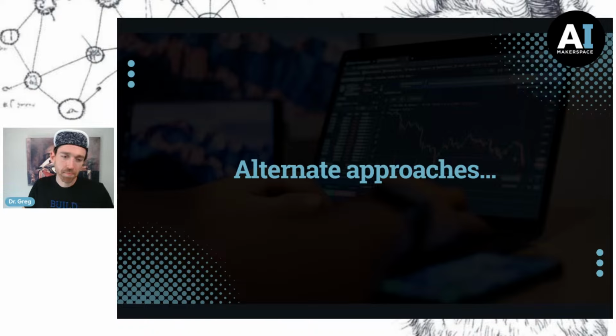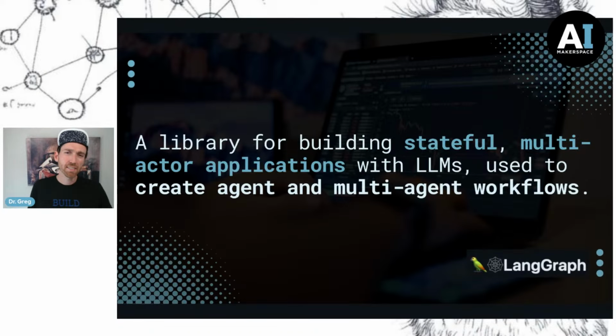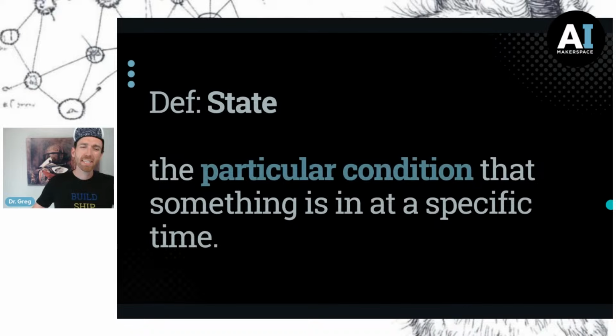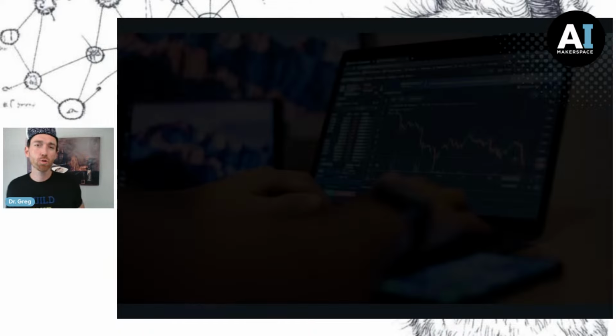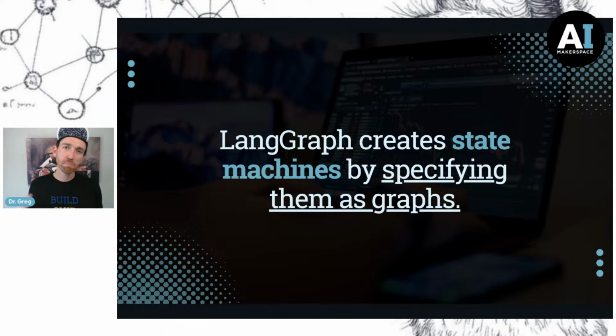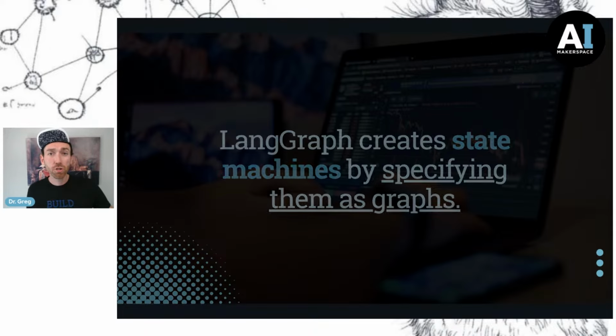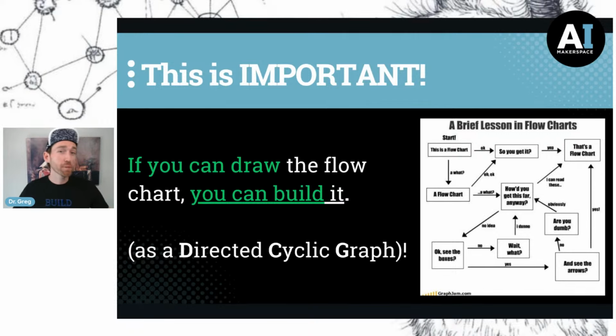Of course, the elephant in the room, the alternate approach that all of you are wondering about, is LangGraph versus LlamaIndex Workflows. Now, of course, LangGraph talks about using their tool as a stateful multi-actor application building tool. Stateful. What are we talking about? We're talking about state, the state of affairs within our application, something that's happening now or at a specific point in time. LangGraph is all about creating state machines and specifying them as graphs. And again, with the graph-based approach, if you can draw it, you can build it, and that's pretty dope.